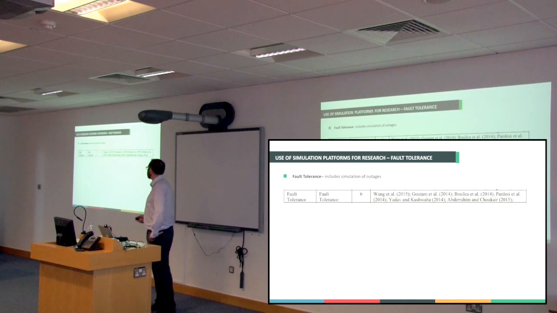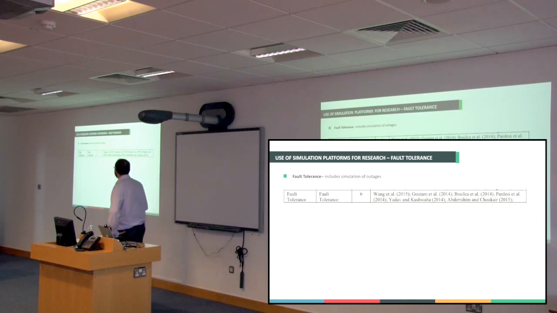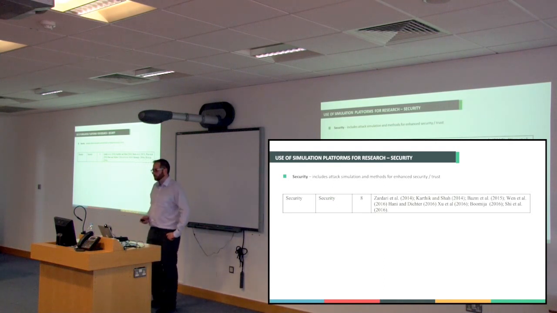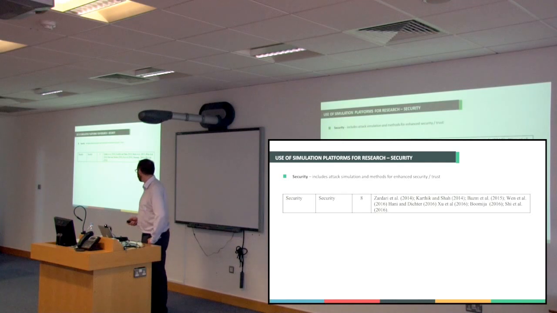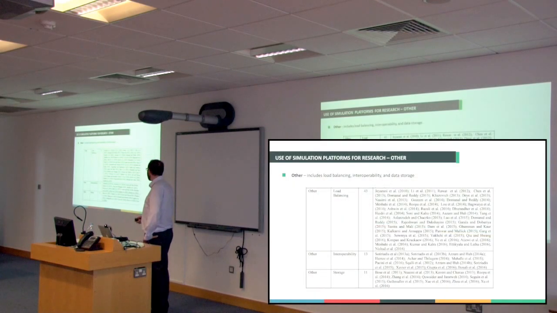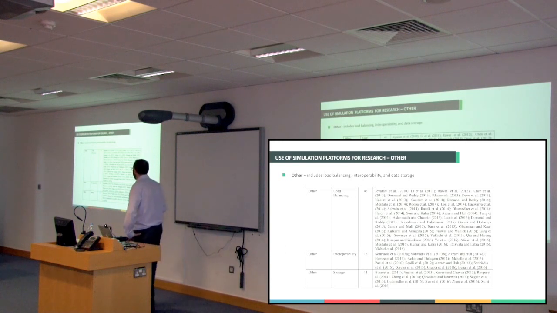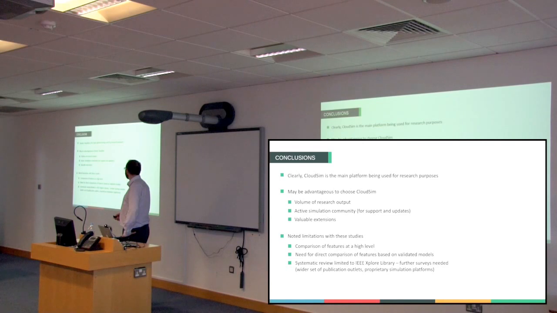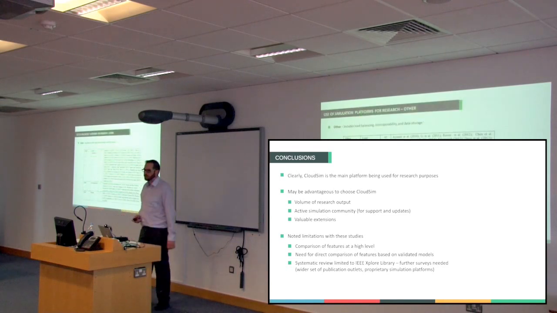For fault tolerance, there were 6 specifically simulating fault tolerance on cloud. Security, 8. Because security is quite important, there were just 8 specifically simulating security. Load balancing was 43. Interoperability, 13. Storage, 11. That's really how the papers can be classified in the systematic review.